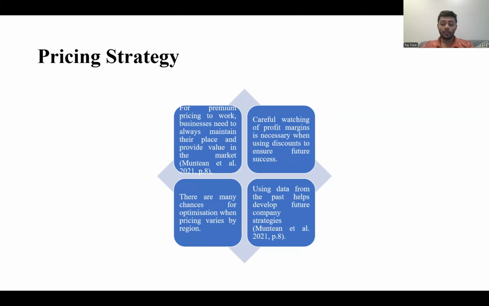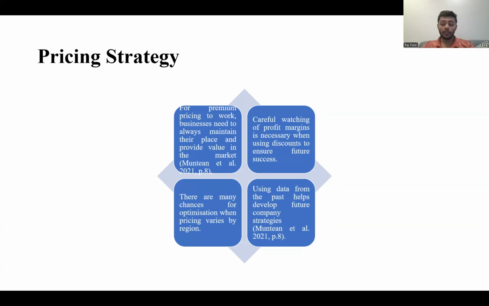To start, premium pricing only works if customers see the value. Businesses need to constantly maintain their reputation and offer something meaningful in the market. It suggests that if we charge more, we must deliver more.